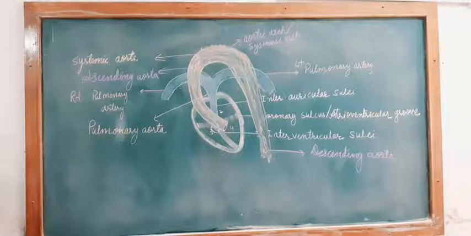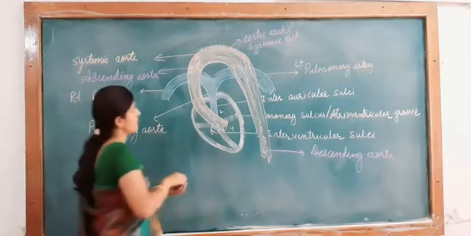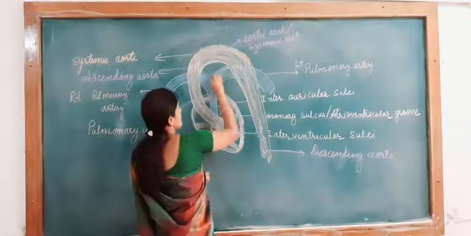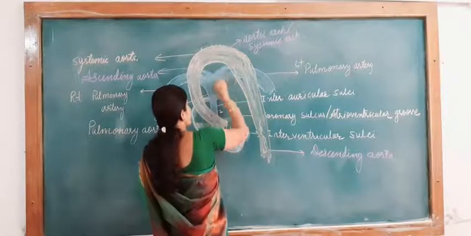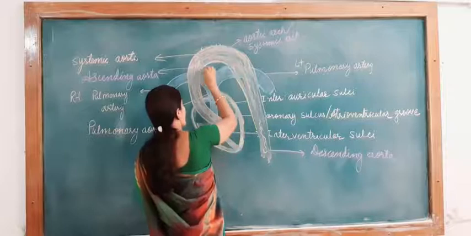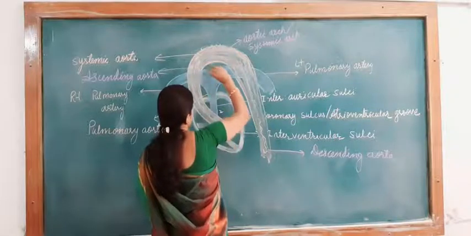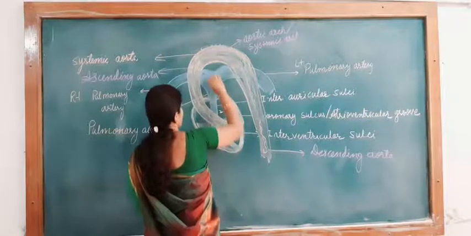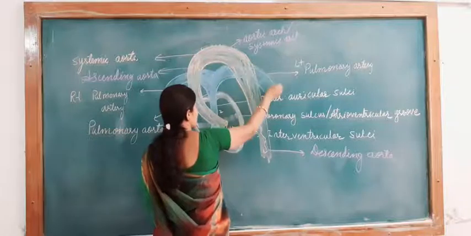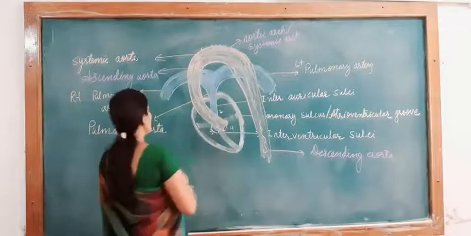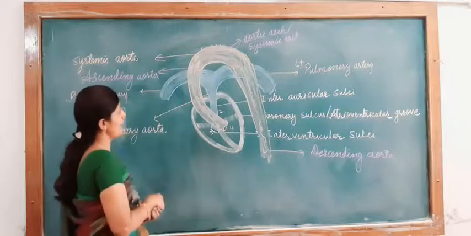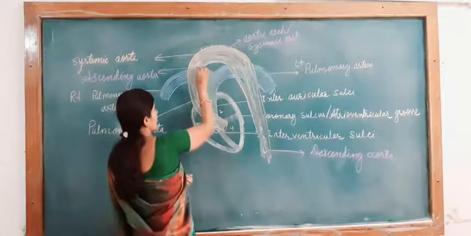The ligamentum arteriosum joins the pulmonary trunk and the aortic arc. Here, at this place, the pulmonary aorta bifurcates into the pulmonary arteries, the right pulmonary artery and the left pulmonary artery.